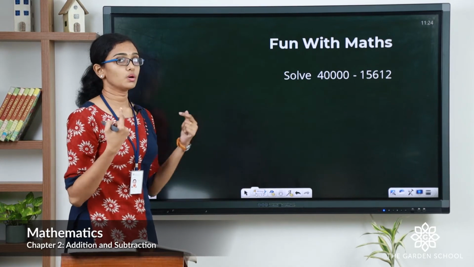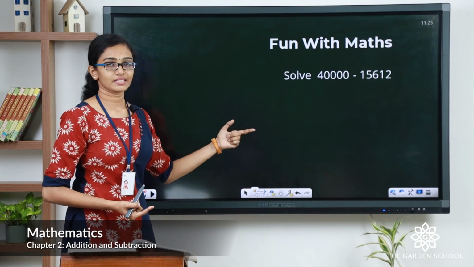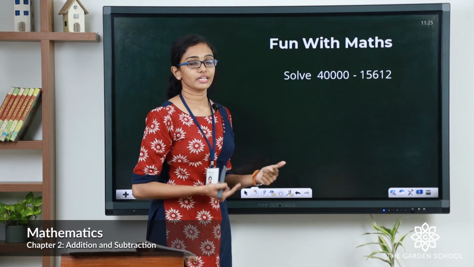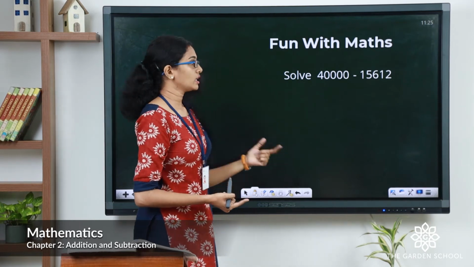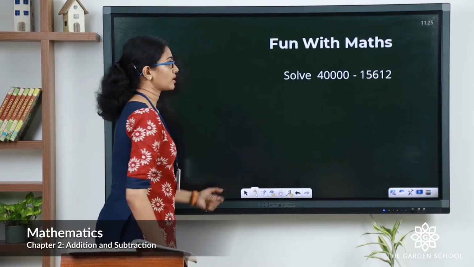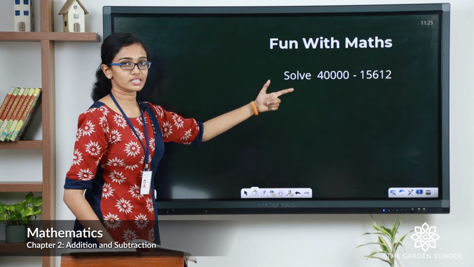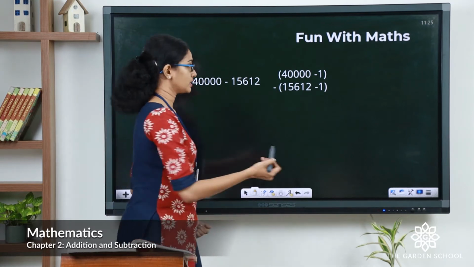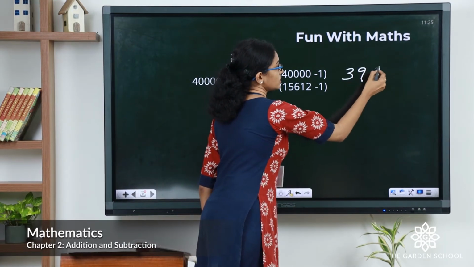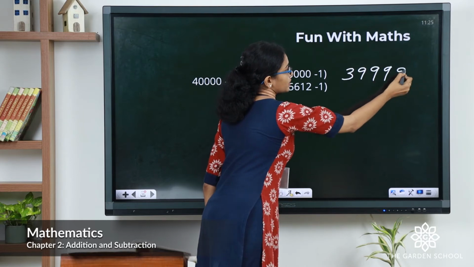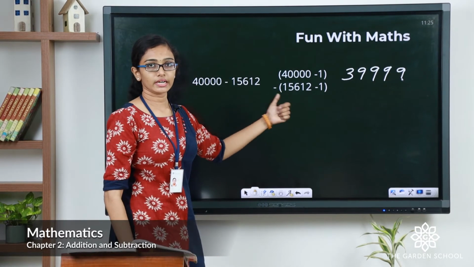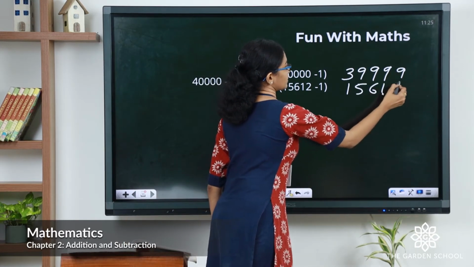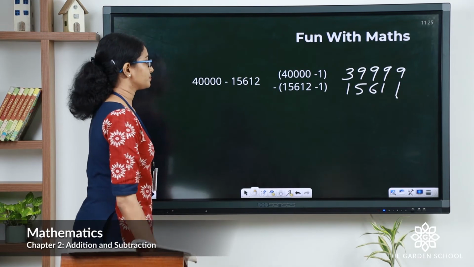In the previous example, we had discussed that subtracting the same number from both the minuend as well as the subtrahend will not make any difference or change to the answer, right? So with that in mind, I'm going to subtract 1 from both these numbers. So 40,000 minus 1 will give you 39,999, and subtracting 1 from the subtrahend gives you 15,611.